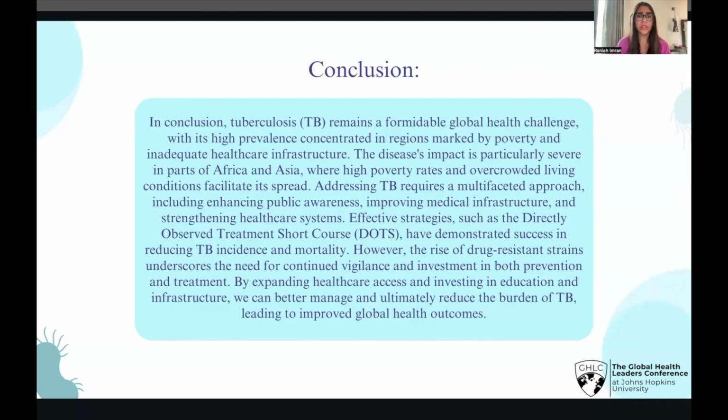Addressing TB requires a multi-phase approach, including enhancing public awareness, improving medical infrastructure, and strengthening healthcare systems. Effective strategies such as the DOT strategy have demonstrated success in reducing TB incidence and mortality rates. However, the rise of drug-resistant strains underscores the need for continued vigilance and investment in both prevention and treatment. By expanding healthcare access and investing in education and infrastructure, we can better manage and ultimately reduce the burden of TB, leading to improved global health outcomes.